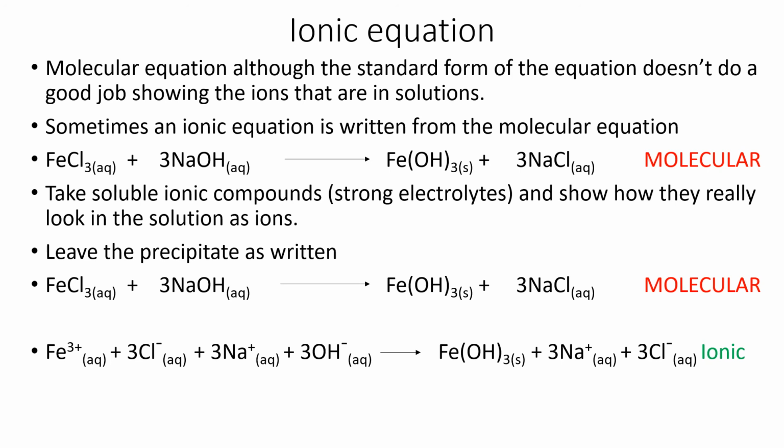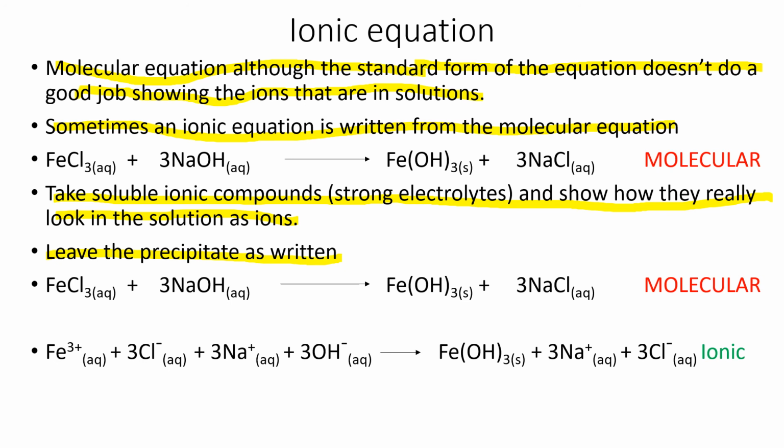So for the ionic equation, remember, the molecular equation did a good job of being concise and in a standard form, but it doesn't show the ions that we know actually exist. So we're going to write that ionic equation from the molecular equation. We're going to do the same thing we did in the previous example. We're going to take our soluble ionic compounds, those strong electrolytes, and show how they really look in the solution as ions. Just like before, we're going to leave the precipitate as written. We're just going to bring that down as written.